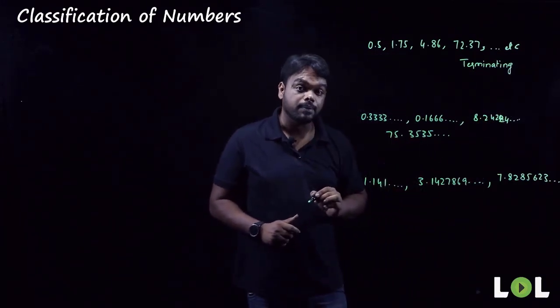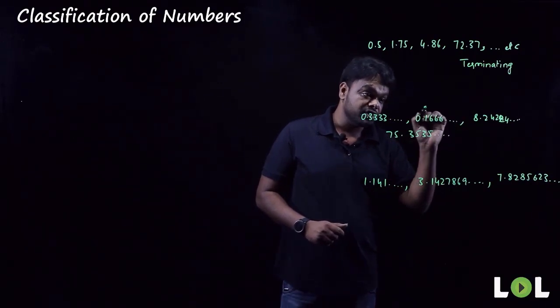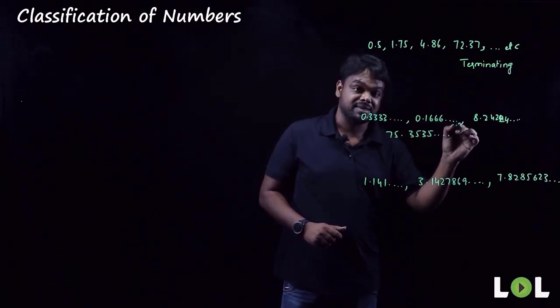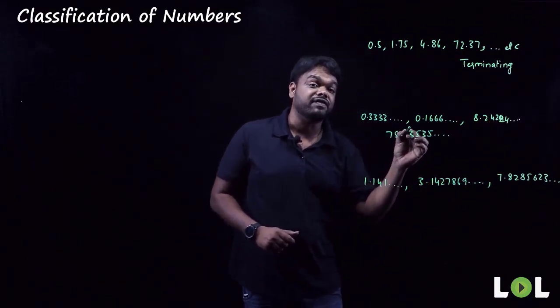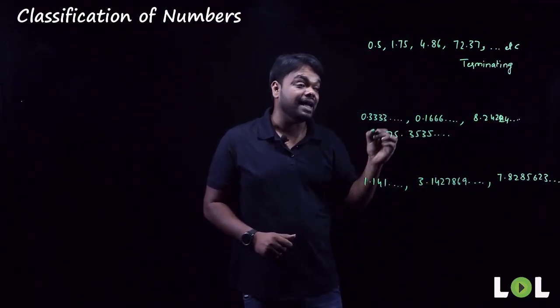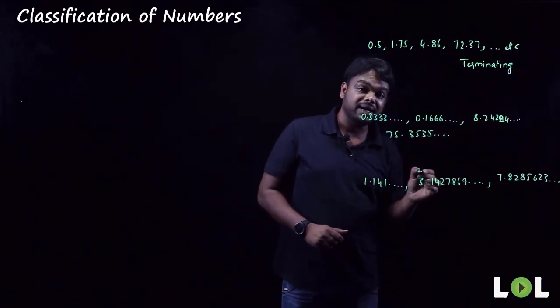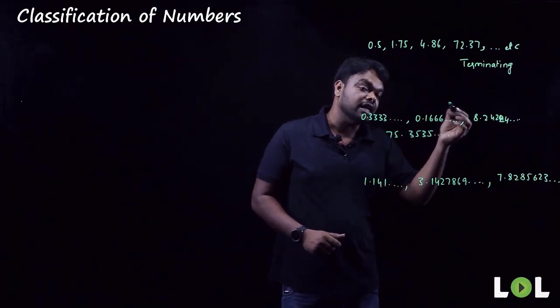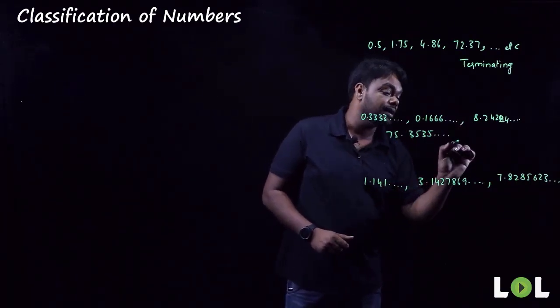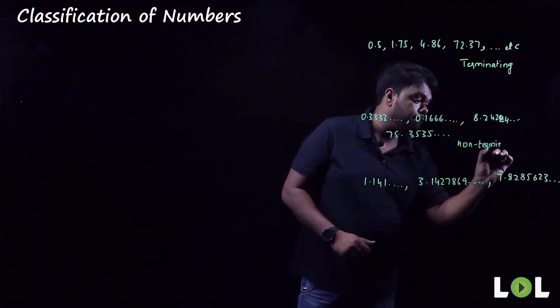Again, if you see here, 0.333333 and 0.1666666 and 8.24242424, 75.353535 or 105.962962962962. So these decimals are never ending. So this 3 is going to continue indefinitely. 35 is going to continue indefinitely. We call them non-terminating decimals.